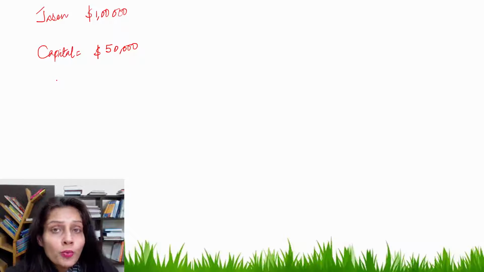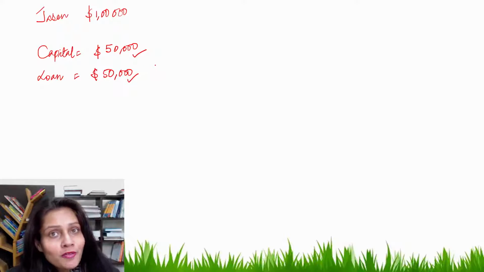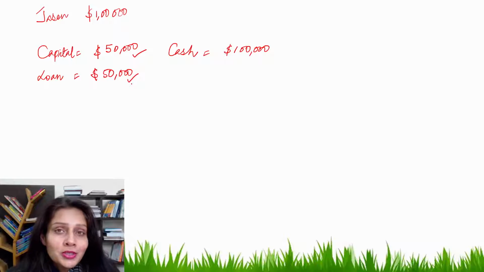And he gets to borrow the remaining $50,000 from a bank. So that we would call a loan or a bank loan. And he takes a loan of $50,000. So in what form does he get this money into his business? It comes in the form of cash, let's assume. So while we have a balance of capital of 50,000 and a loan of 50,000, we also have cash of 100,000. So this simple structure results in something which is called a balance sheet.